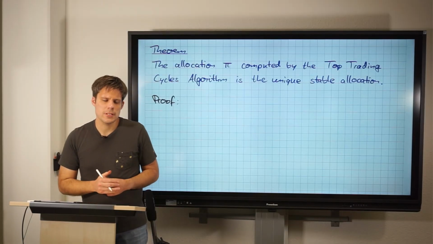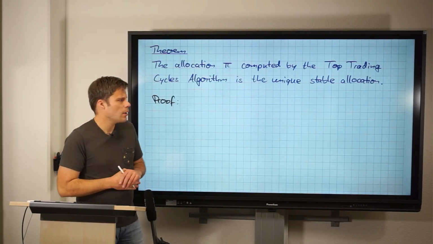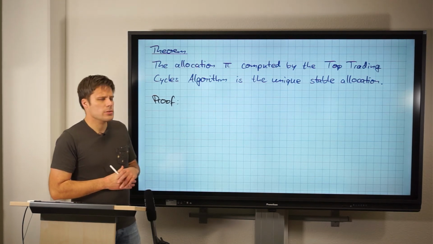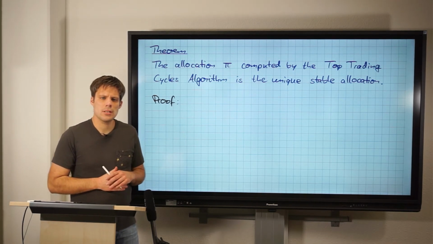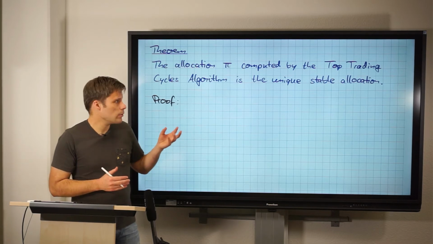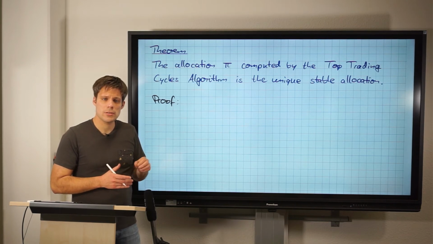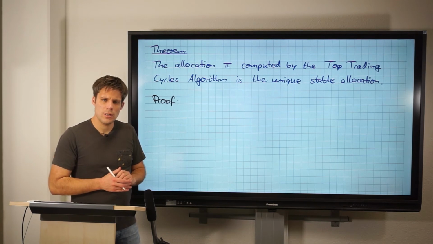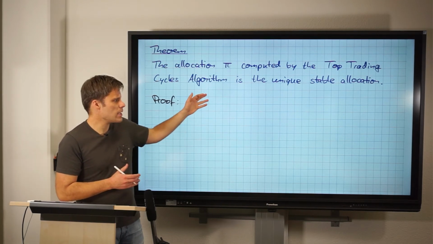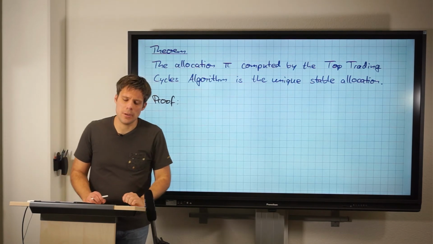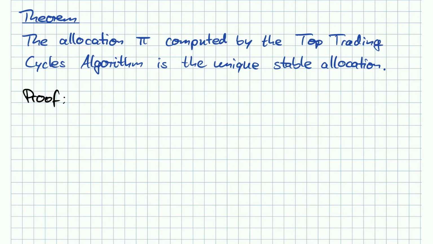How do you prove such a theorem? If you want to show uniqueness, what you usually do is you now have already this one allocation that you want to show is unique. So take any other stable allocation and show that eventually this other stable allocation has to be equal to pi. So let pi prime be any stable allocation.